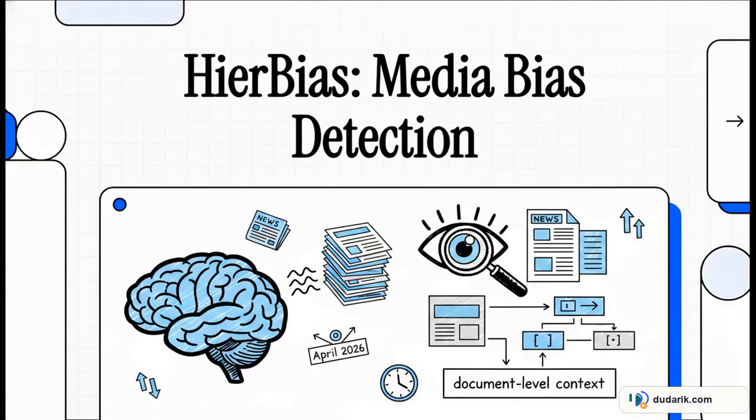Welcome to The Explainer. Today, we're unpacking a massive blind spot in how AI reads the news. A fascinating new paper submitted to arXiv introduces a hierarchical neural architecture that finally teaches AI to look at the big picture. We're going to explore how evaluating a whole document instead of just isolated sentences is literally changing the game for natural language processing and media bias detection.